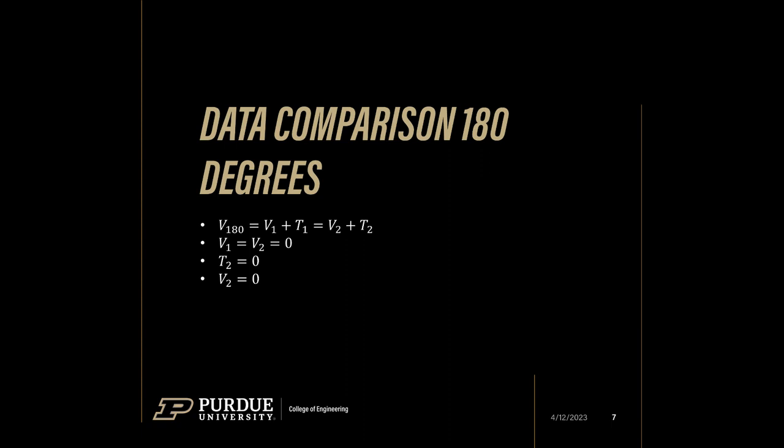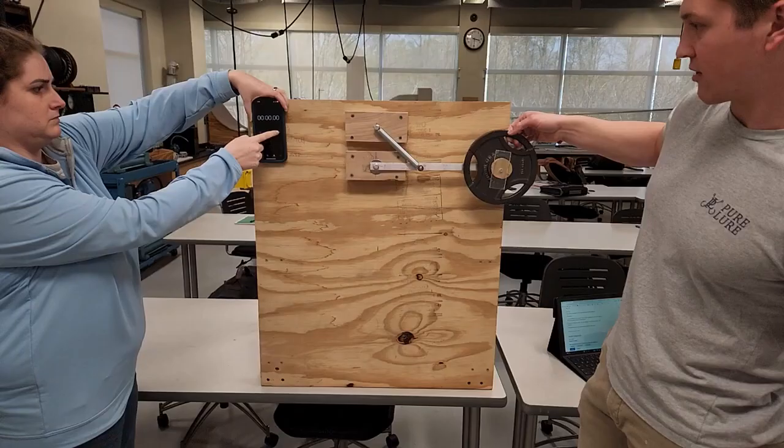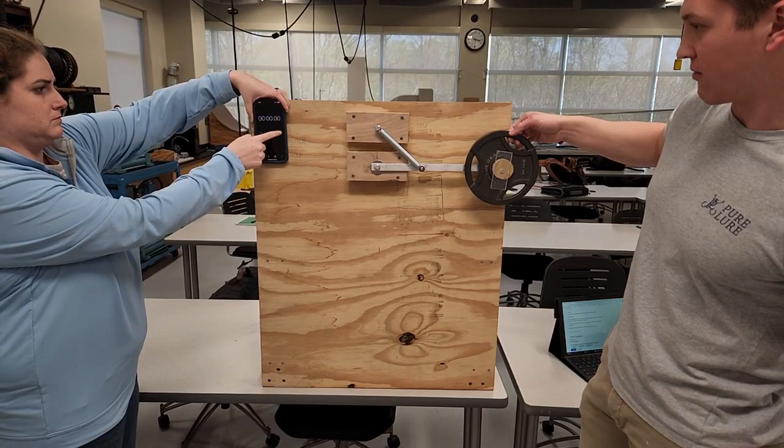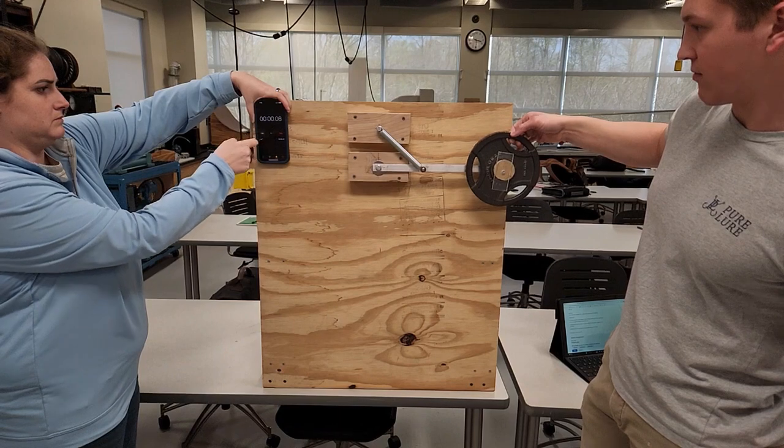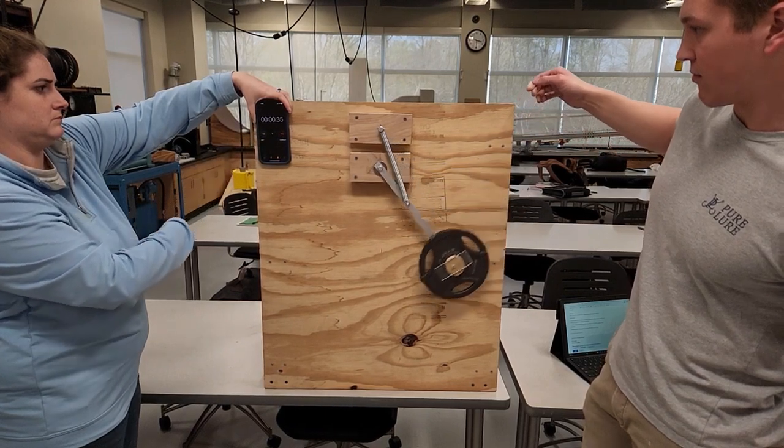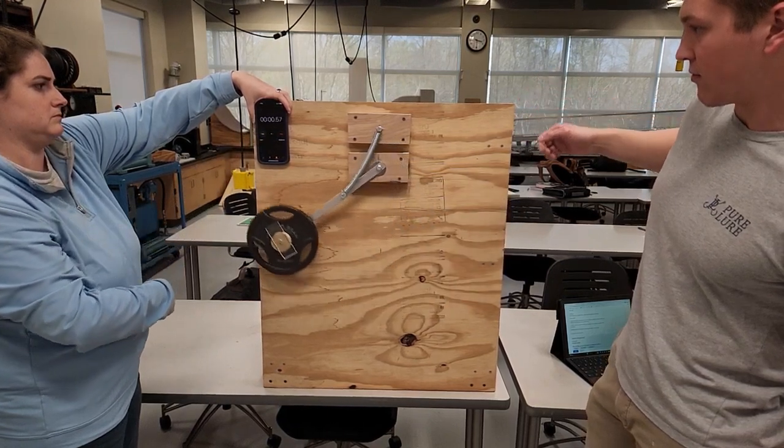So our mathematical prediction was that the arm, as it swings back up to the 180-degree position, its velocity would be 0. And looking at the slow motion clip, that is what we find: the velocity is 0 at its highest position, even though it doesn't quite reach 180 degrees.